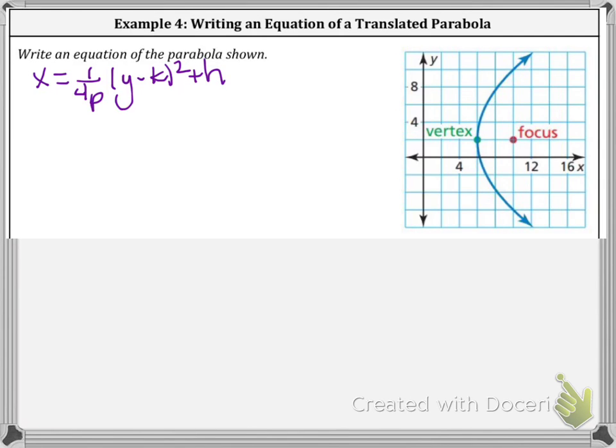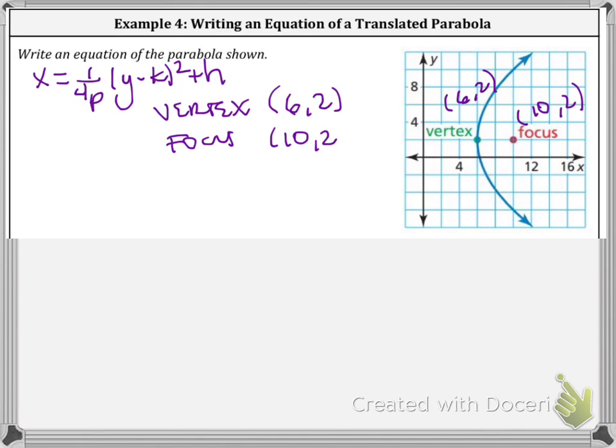Looking at this parabola, we have some information here. Our vertex is located at 6, 2, and our focus is at 10, 2. So the vertex is 6, 2. The focus is at 10, 2. Now remember that our vertex represents h and k. So we know this is k.